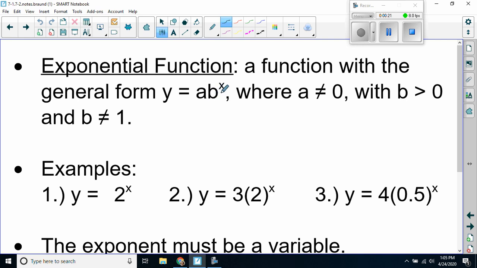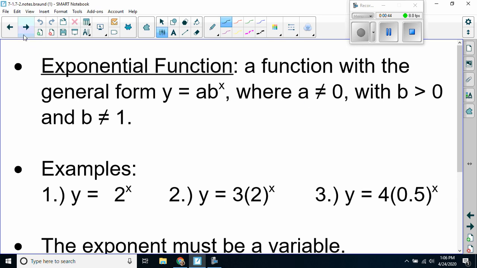B has to be greater than 0, and it can't be 1, because 1 to any power is always 1, so that doesn't give you a function either. And if it was 0, obviously it would all still be 0. So it's got to be positive. It could be negative, but that would just mean that the A was negative. So technically B is always positive, okay? So here are just some examples of exponential functions.